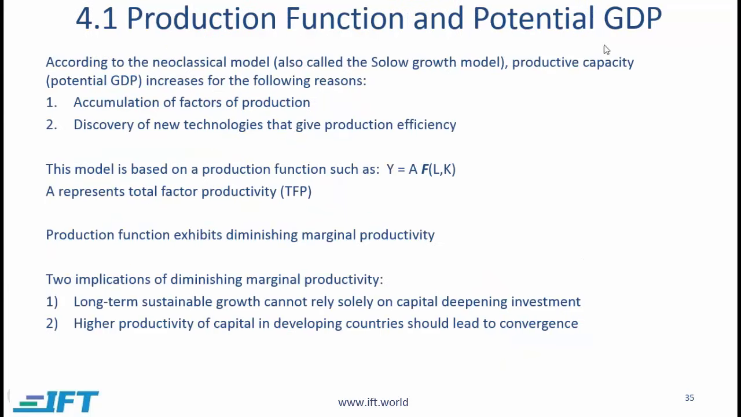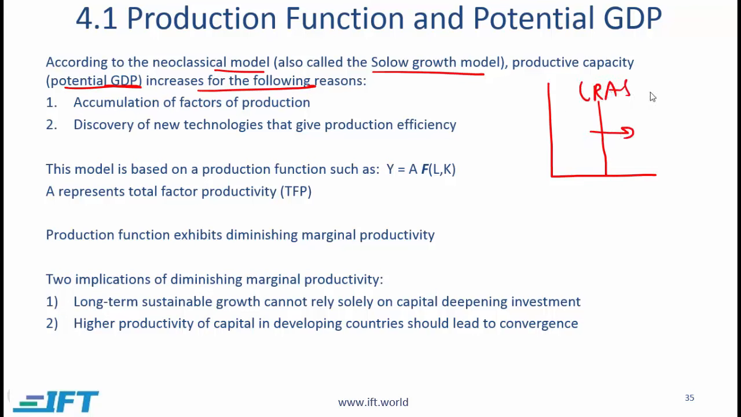Production function and potential GDP. According to the neoclassical model, which is also called the Solow growth model, productive capacity or potential GDP increases for the following reasons. In case it is not obvious, what we are talking about now are the factors which cause the long-run aggregate supply to shift to the right. And as I have said several times, this means that our productive capacity or potential GDP is improving.